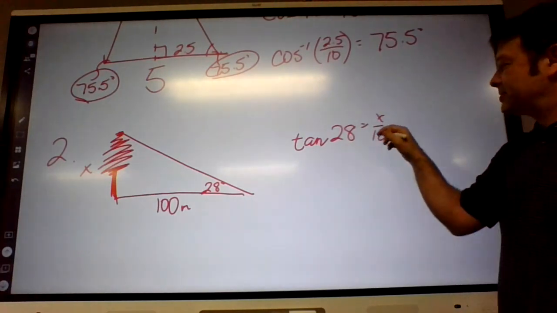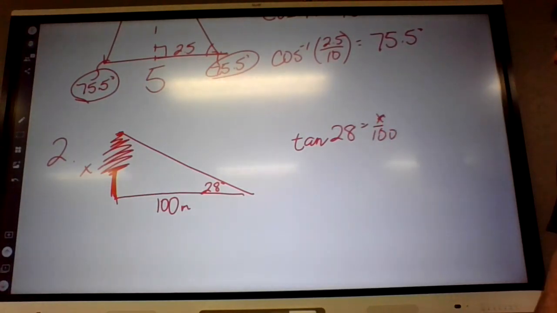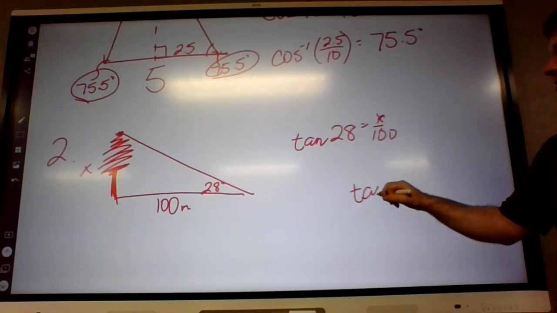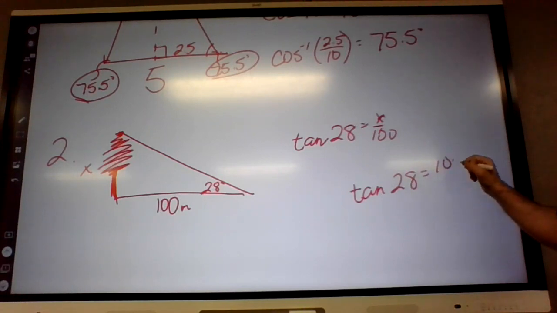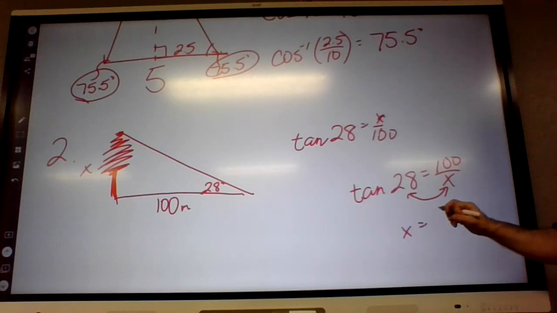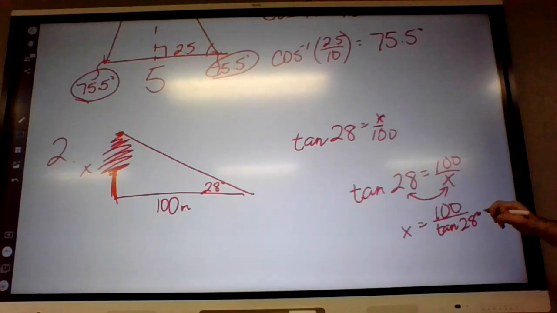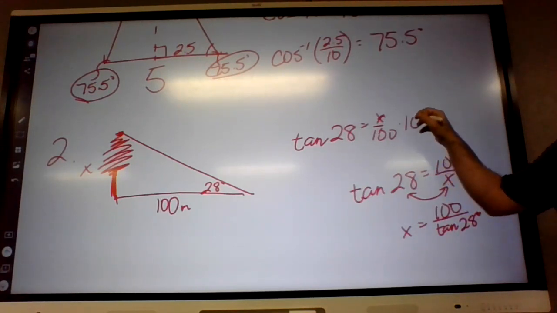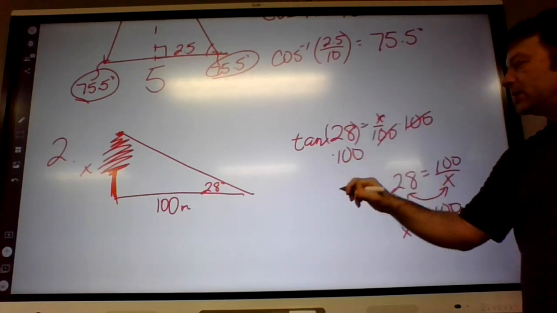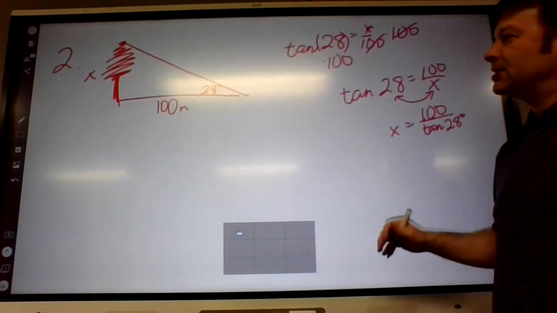How did we solve this? Times 100. What if it was the other way around? What if it was tangent 20 equals 100 over x? How do we solve that? Right. She said 100 divided by tangent 20. These two switch places if the variable is in the denominator. But in this case, you get rid of divide by 100, you multiply by 100, like so. That is that.